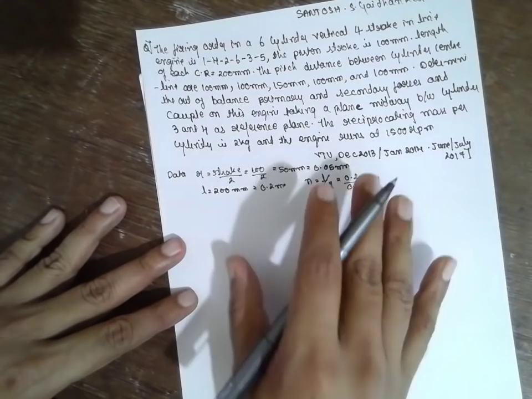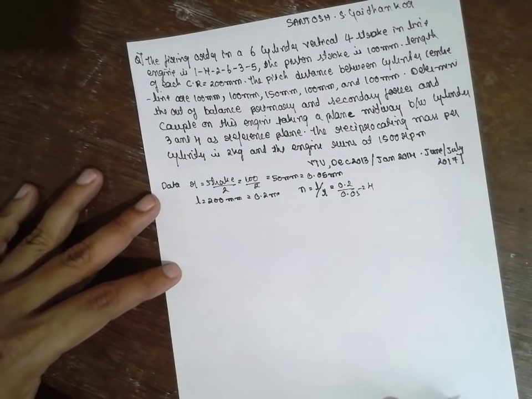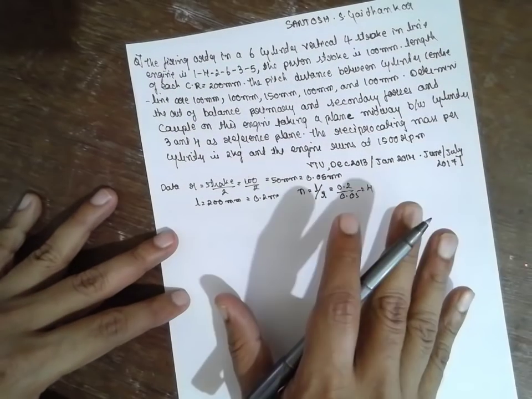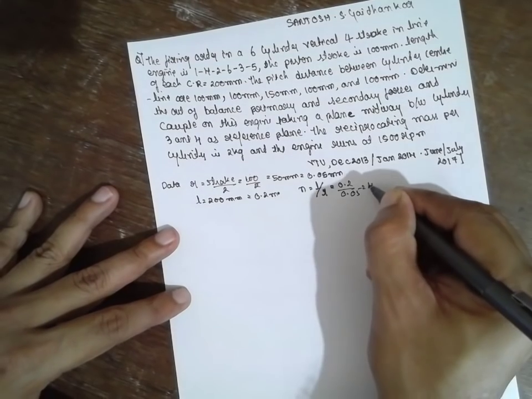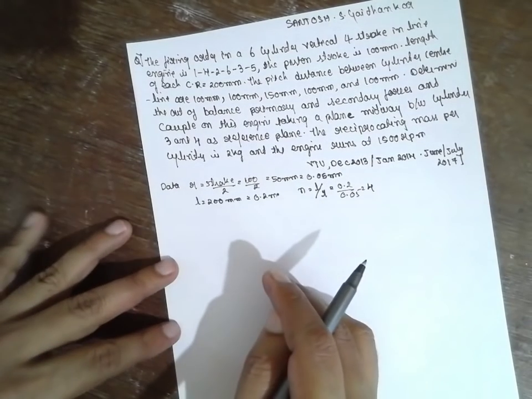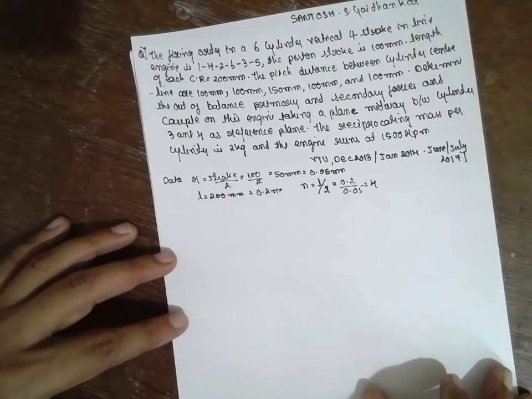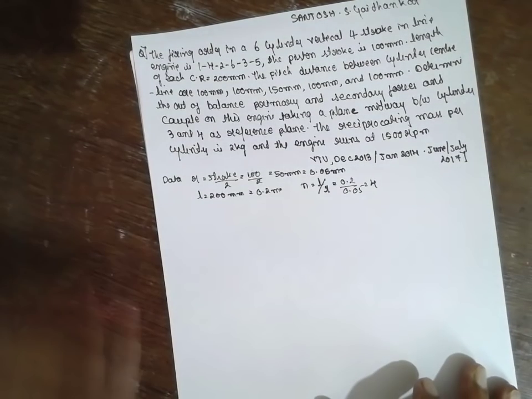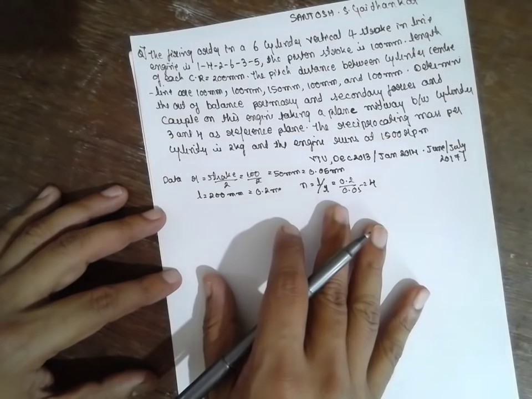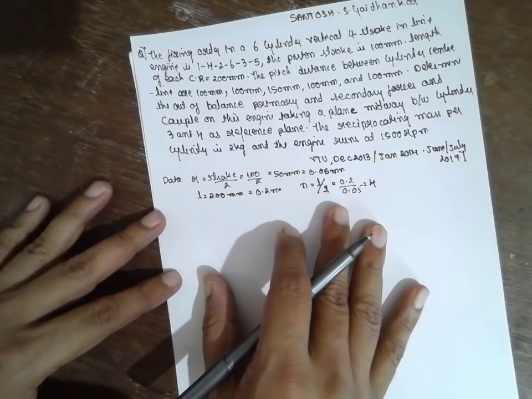Today I am discussing only the graphical method. The analytical method is already covered. We are only discussing how to do the balancing of reciprocating masses with the help of the graphical method.